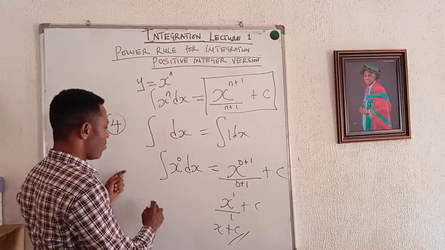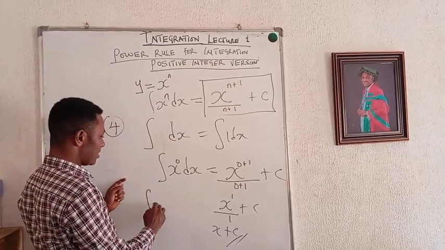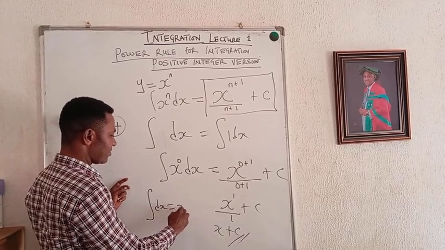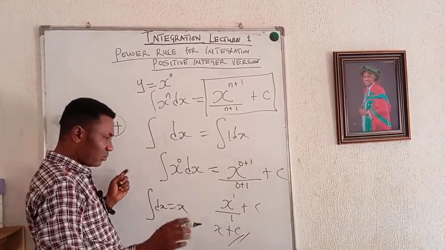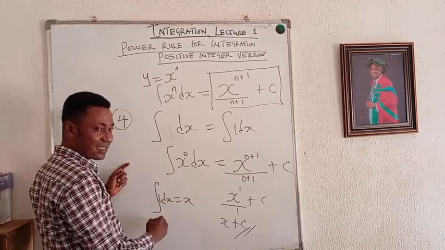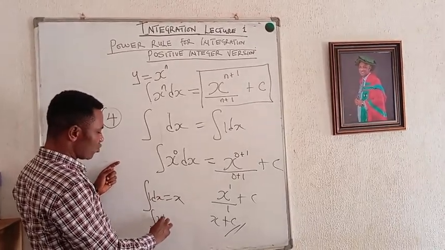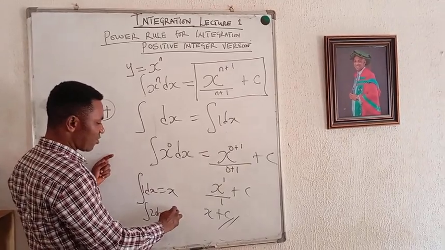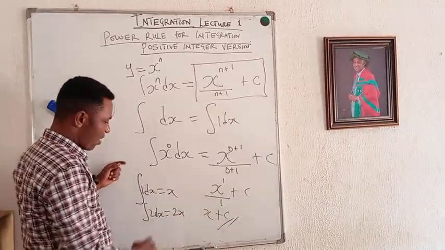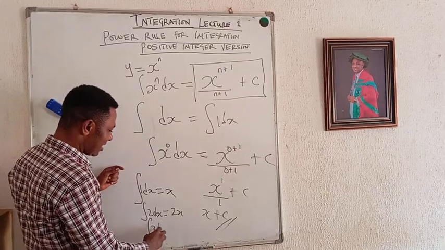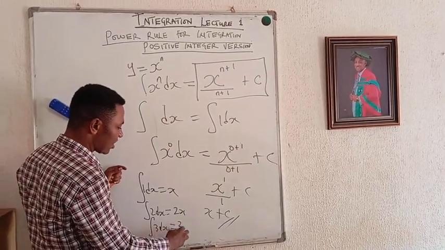That is why when we integrate ds, we have s. So in the same way, this is just like 1 ds. When you integrate 2 dx, what are you going to get? You have 2x. When you integrate 3 ds, you also have 3s.